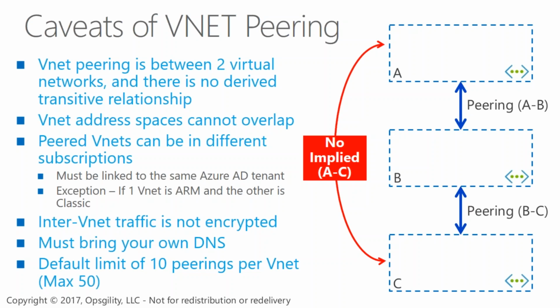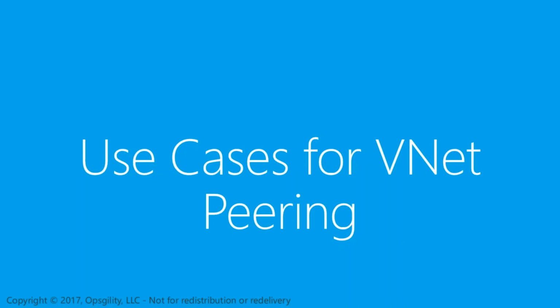And there are also some limitations, both default and maximum per subscription, for the amount of peering relationships you can set up, and you can see the bullet there. Well, that's just a bit of information about peering. Let's get into some of the use cases for peering.